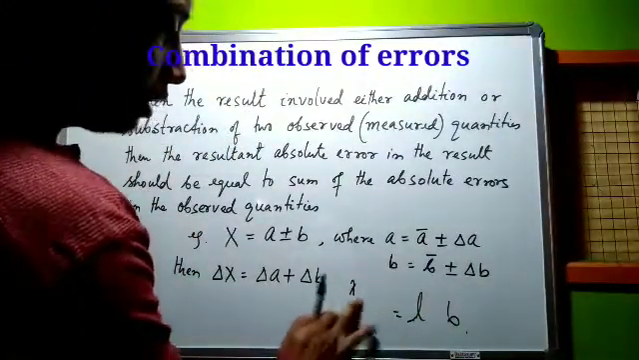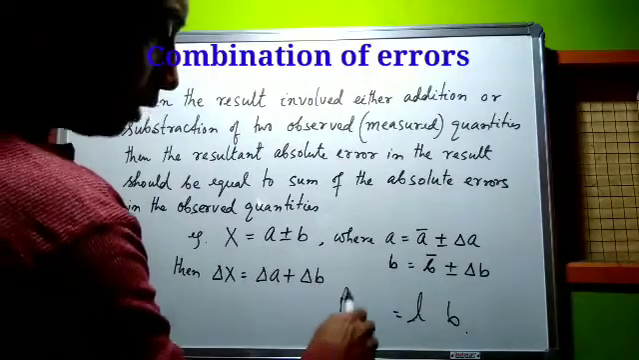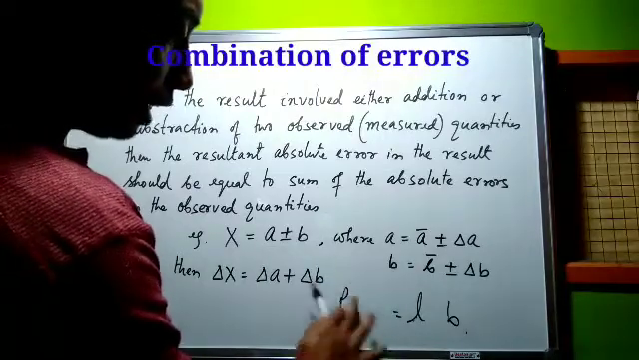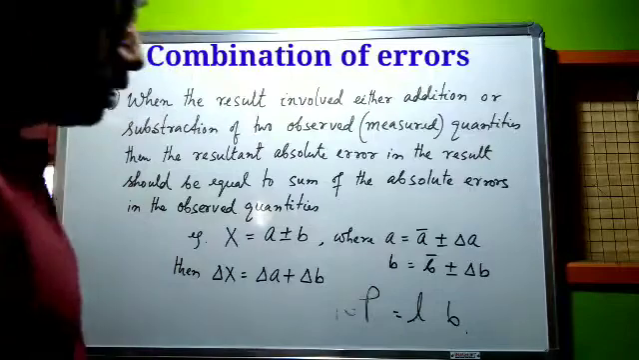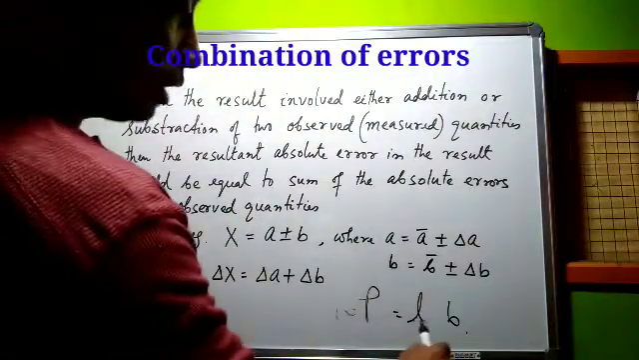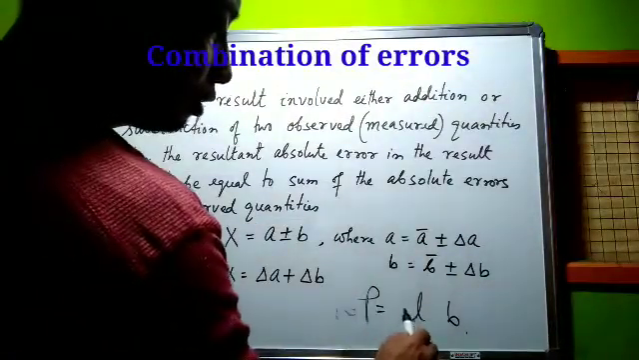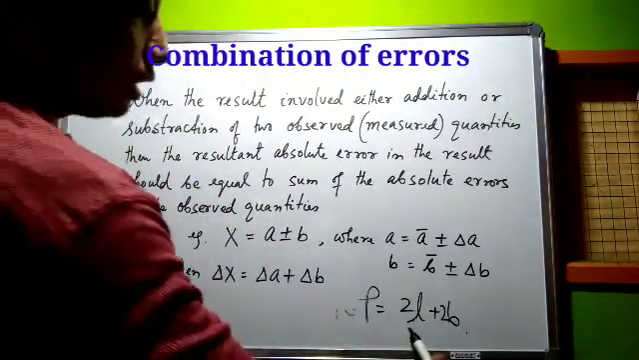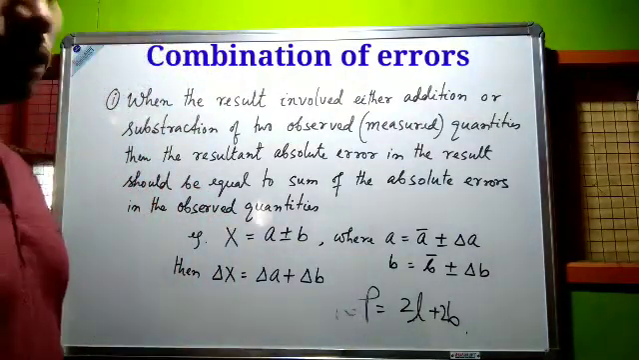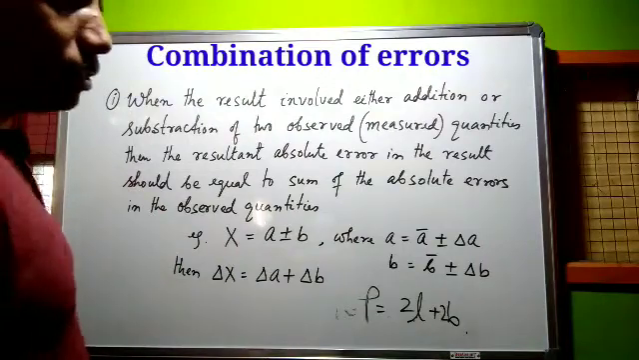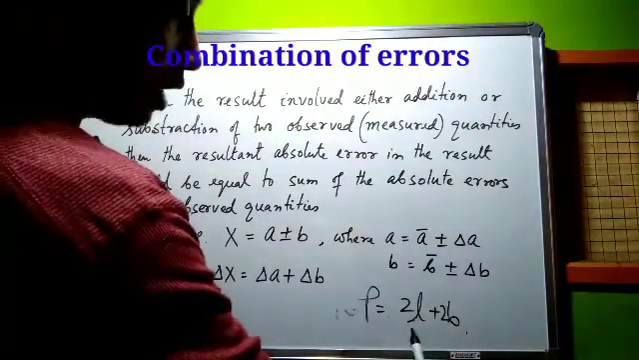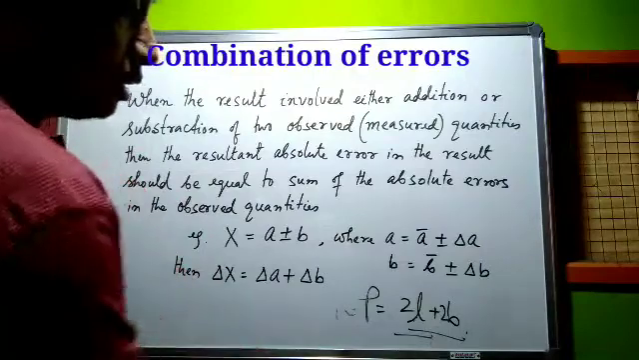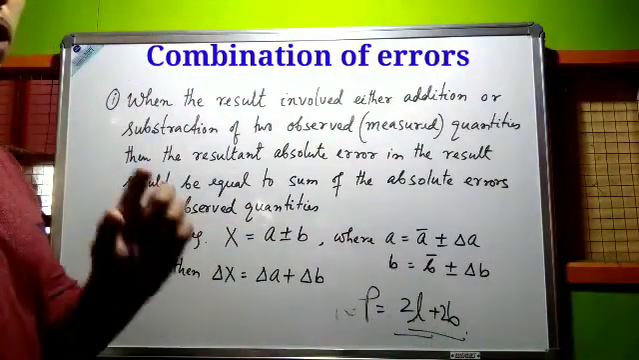Suppose p represents perimeter of rectangle, then perimeter is equal to twice length plus twice breadth. So see perimeter involves addition of two observed quantities, that is twice length and twice breadth.